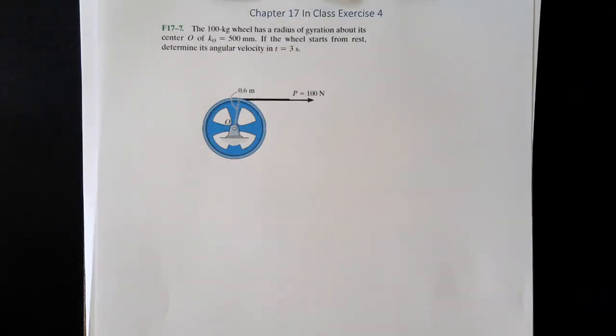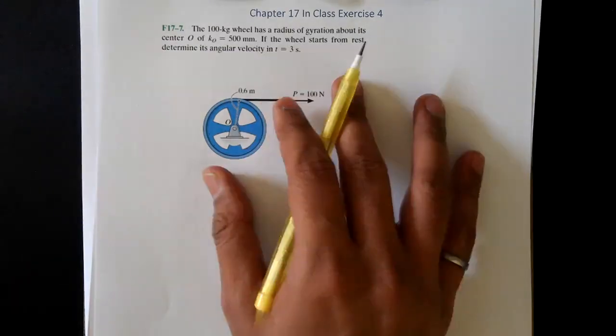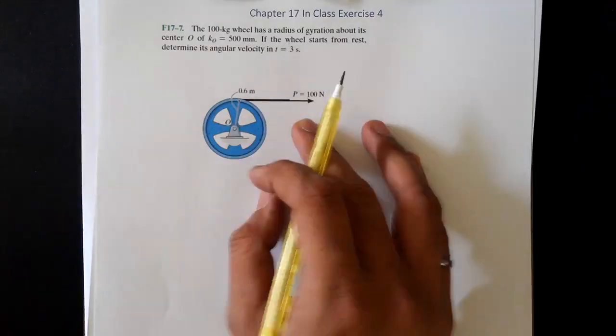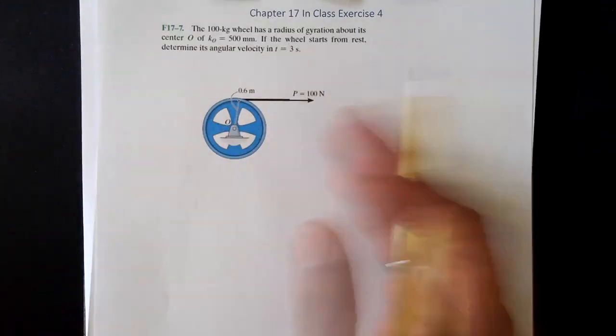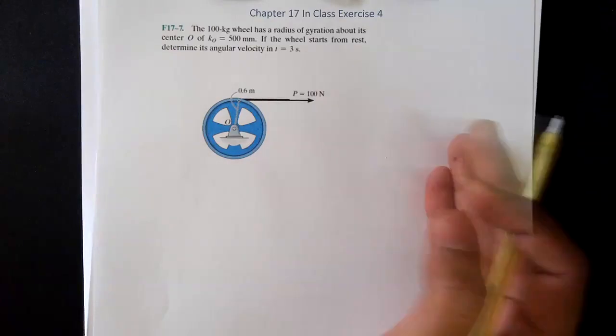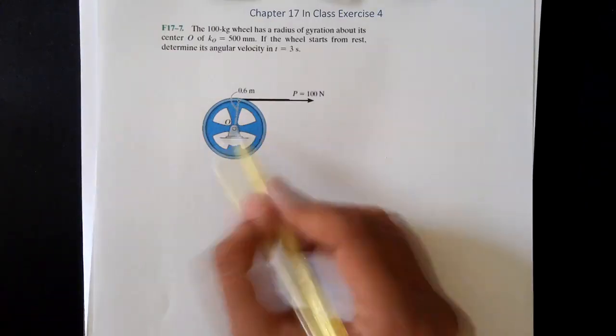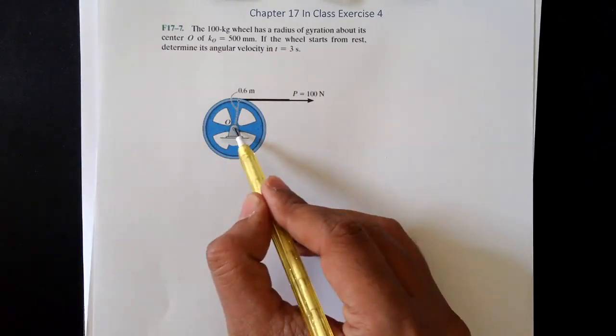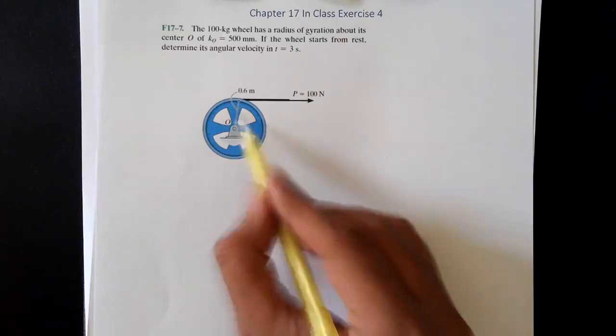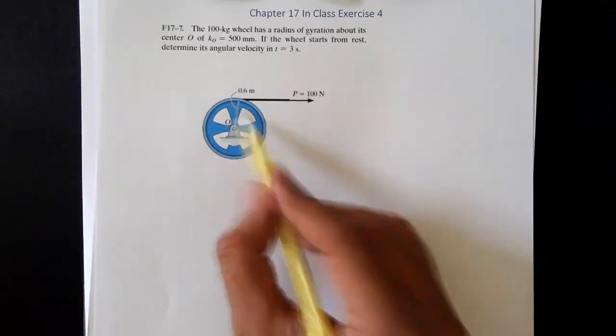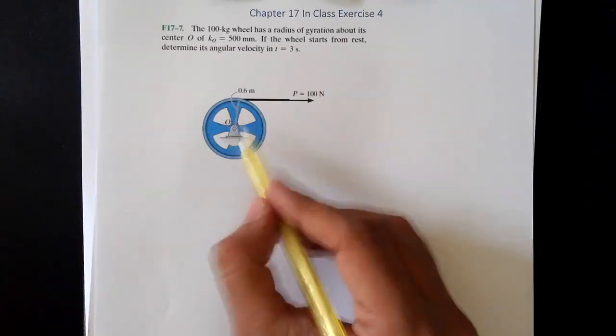So we need to decide what type of problem this is. It is a rigid body problem, and whether it is an example of translation, rotation, or general plane motion. Now look at the example carefully. This wheel is a rigid body mounted on a shaft which goes through point O. So when the force P is applied, the wheel can have only rotation about O.